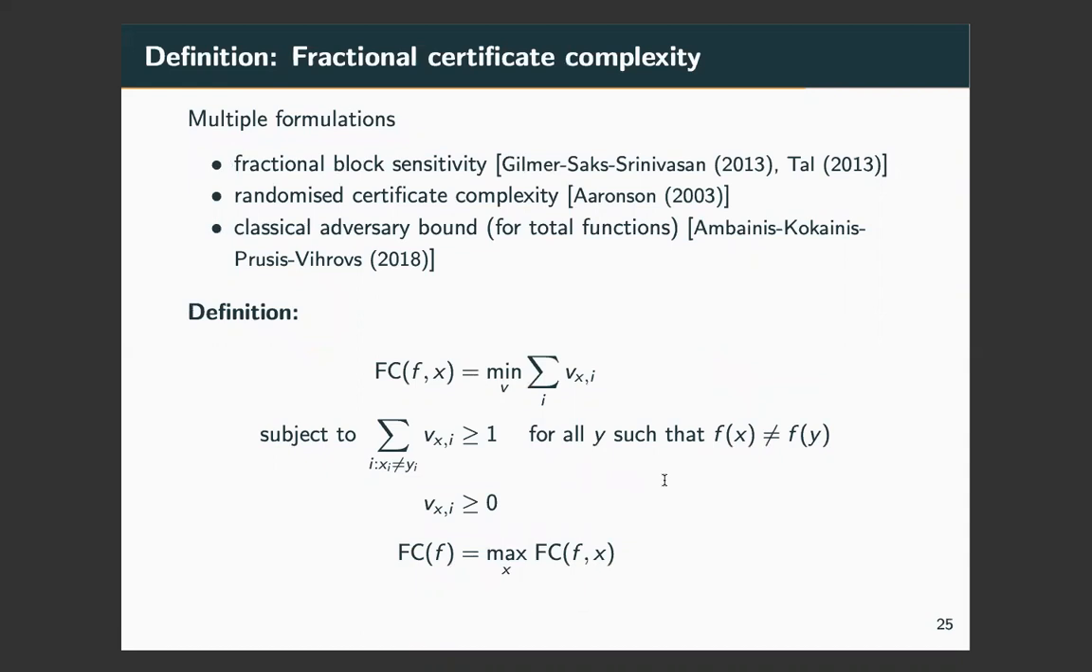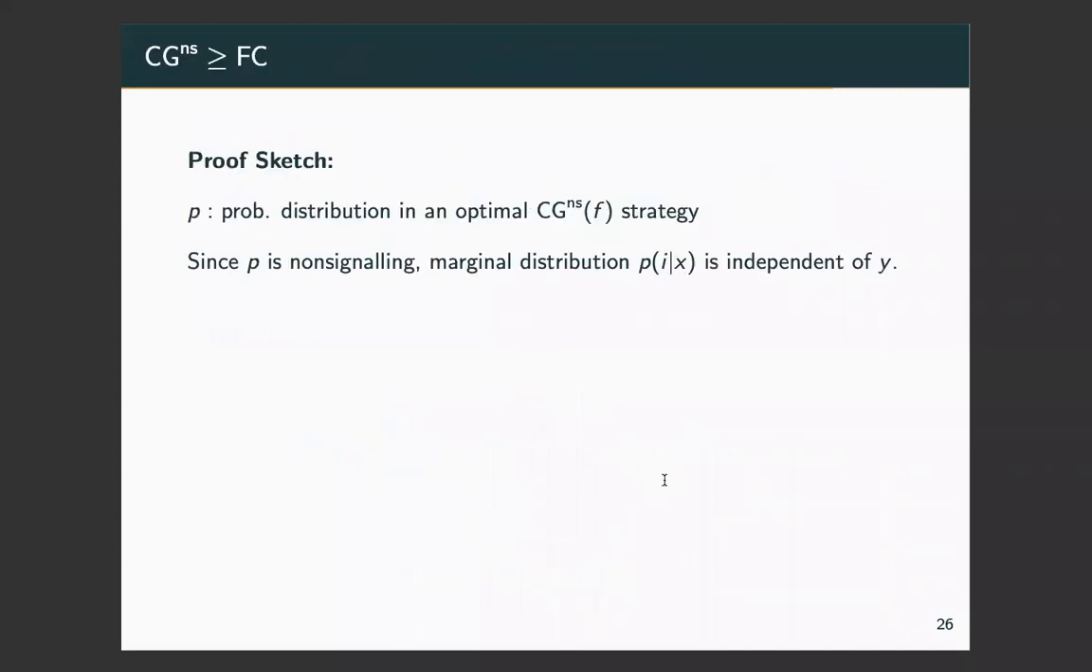We will now see that CGNS is bounded below by fractional certificate complexity, which is a measure for which multiple formulations have appeared in the literature. The proof can be sketched as follows. Let P be the probability distribution given by an optimal CGNS strategy. Since P is non-signaling, we can take marginal distributions to be P of I given x, since they are independent of the other player's input y.